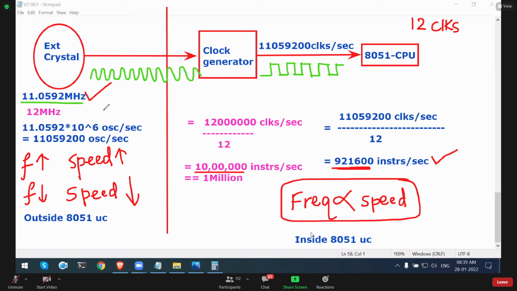If you set the exact baud rate in the UART, then only you can do serial communication properly. If you change this frequency to 12 megahertz, you will not be able to set the exact baud rate in the UART. So that's the reason 11.0592 megahertz is often used for the 8051.